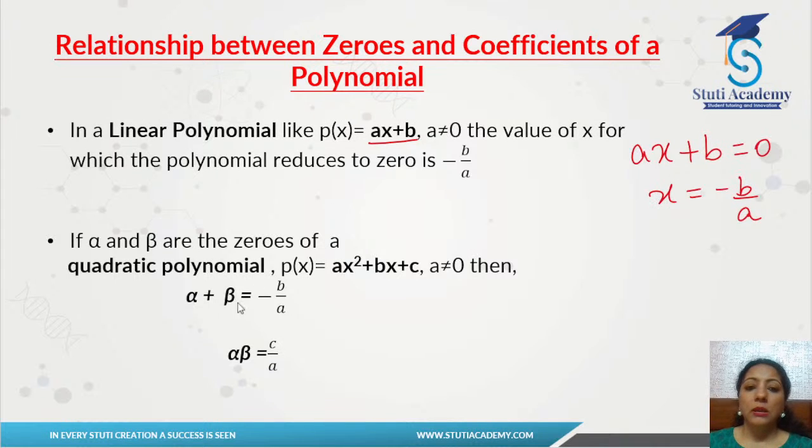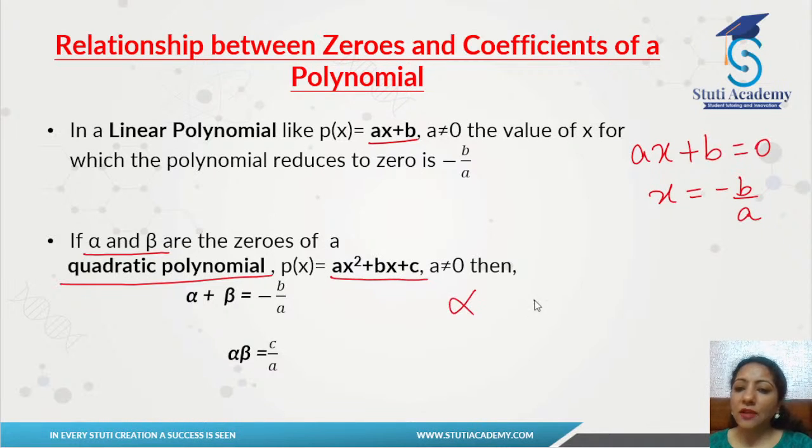Now comes the next one, which is very, very important. If alpha and beta are zeros of a quadratic polynomial, please notice that the relationship between zeros and coefficients is very important, and you will get a lot of questions based on it. For a quadratic polynomial, the standard form is ax square plus bx plus c, where a is non-zero. We take alpha and beta as zeros of this quadratic polynomial. As discussed earlier, a quadratic polynomial has degree 2, so it has 2 zeros, which we have taken as alpha and beta.